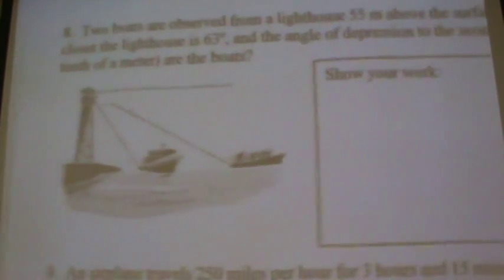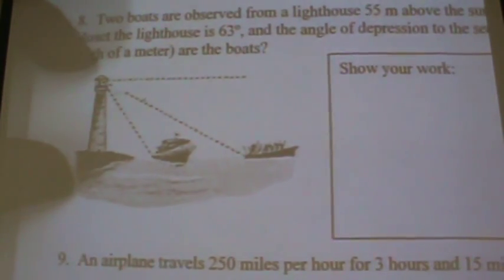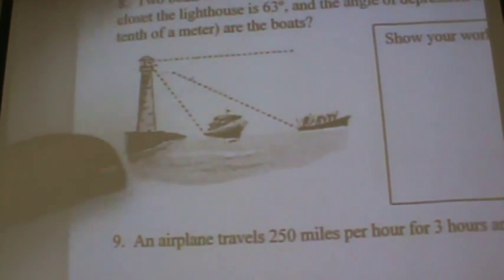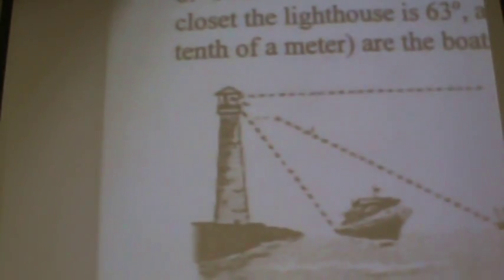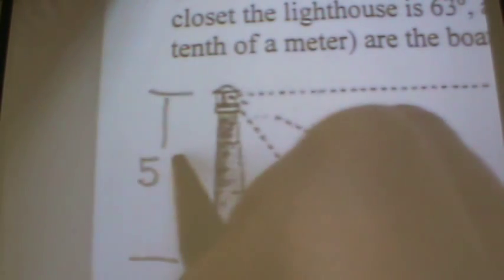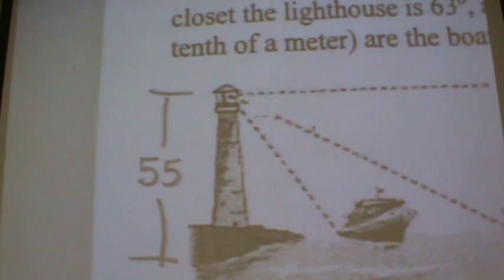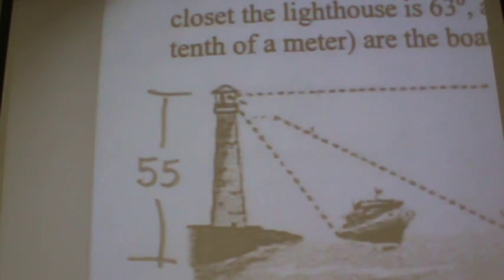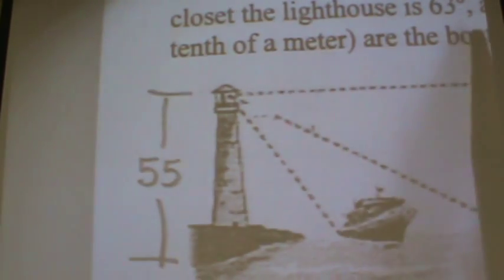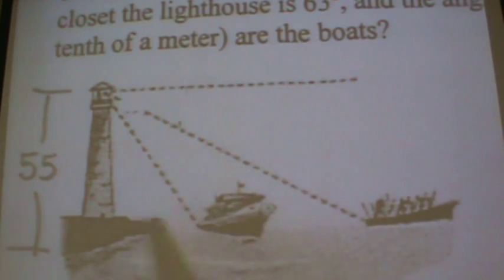So, you have 2 boats observed from a lighthouse. And the lighthouse is 55 meters above sea level. So from here to here is 55. It says the angle of depression to the boat closest to the lighthouse is 63. Which boat is closer, this one or this one, to the lighthouse? This one is.